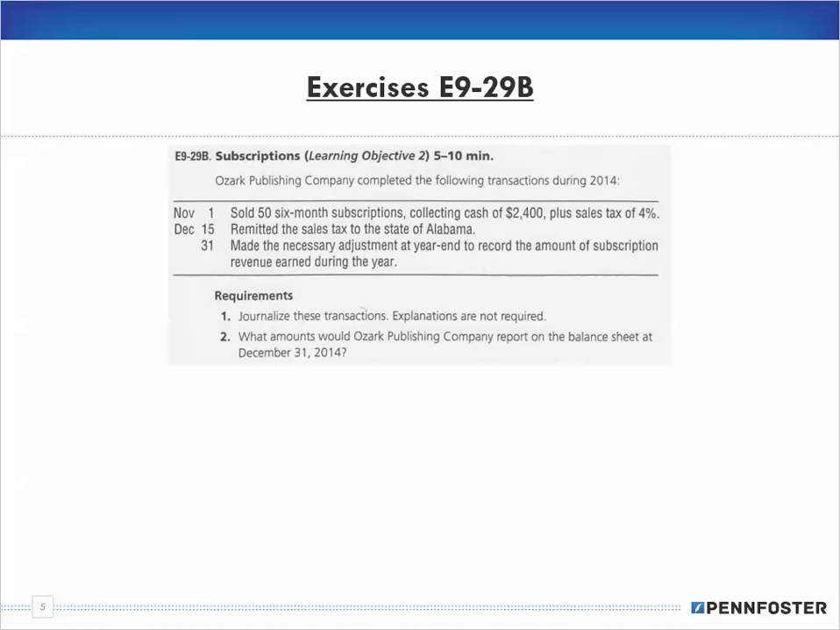All right, so we are working on 29 here. It says, Ozark Publishing completed the following transactions during 2014. Journalize these transactions. Explanations aren't required. And 2, what amounts would Ozark Publishing Company report on the balance sheet at December 31st, 2014? So, transactions. November 1st, sold 56-month subscriptions, collecting cash of $2,400 plus sales tax of 4%.